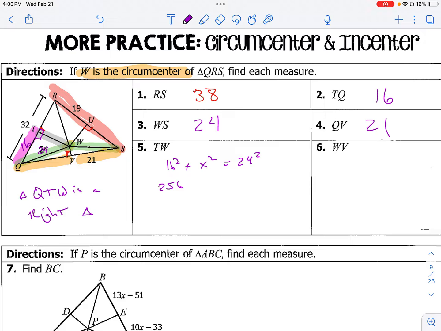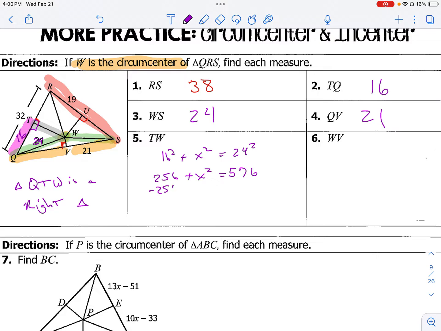16 squared is 256 plus x squared, and 24 squared is 576. So we do this, we get x squared equals 320. We take the square root of that, so x is going to equal 17.9, and that's our answer.